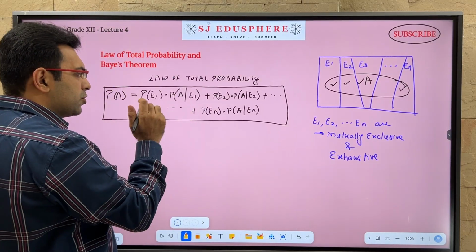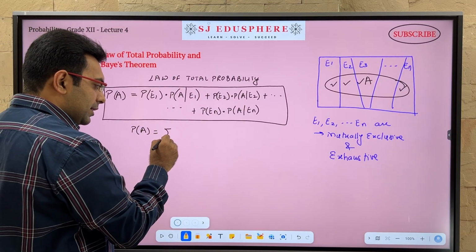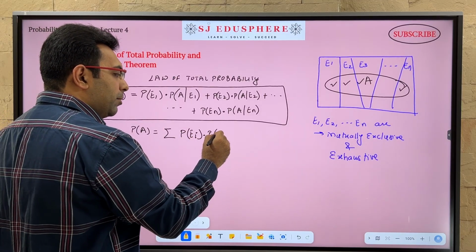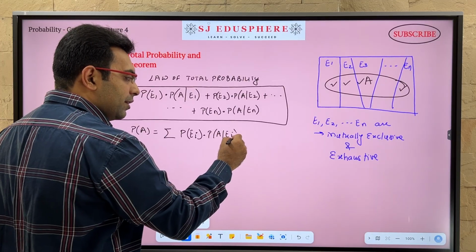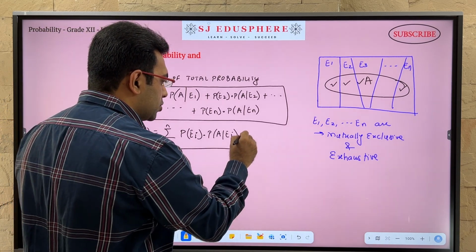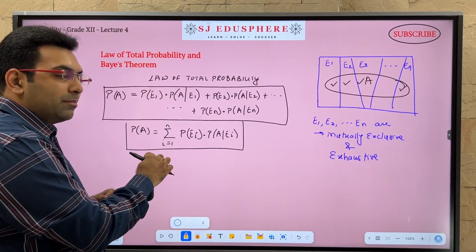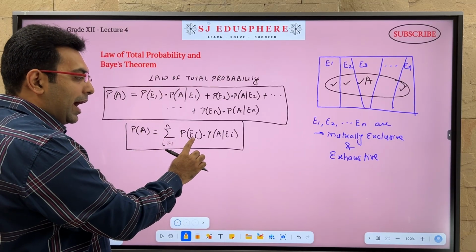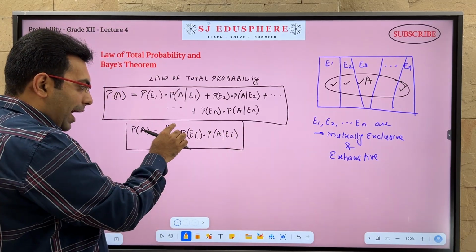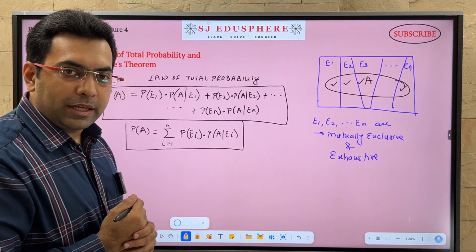Can I also write this in the form: probability of A is the summation of probability of Ei into probability of A given Ei, where i goes from 1 up to n? So I have written the above example in the form of a summation. Summation means to add. Add putting i as 1, then add putting i as 2, then add up to i going up to n. This is your formula for law of total probability.